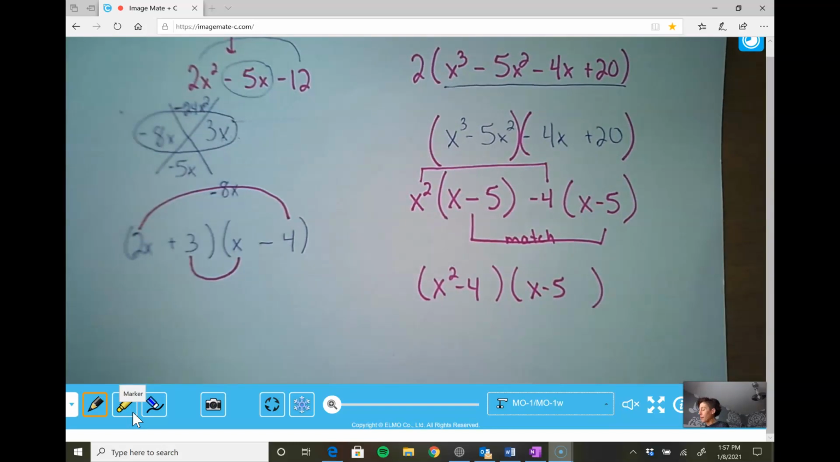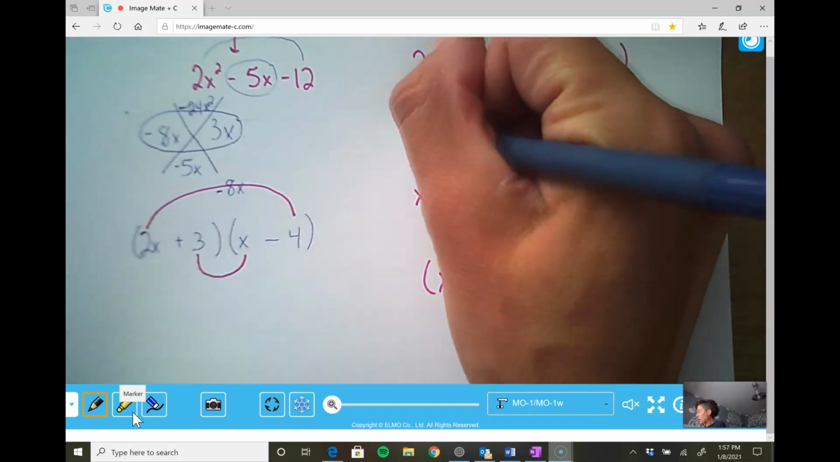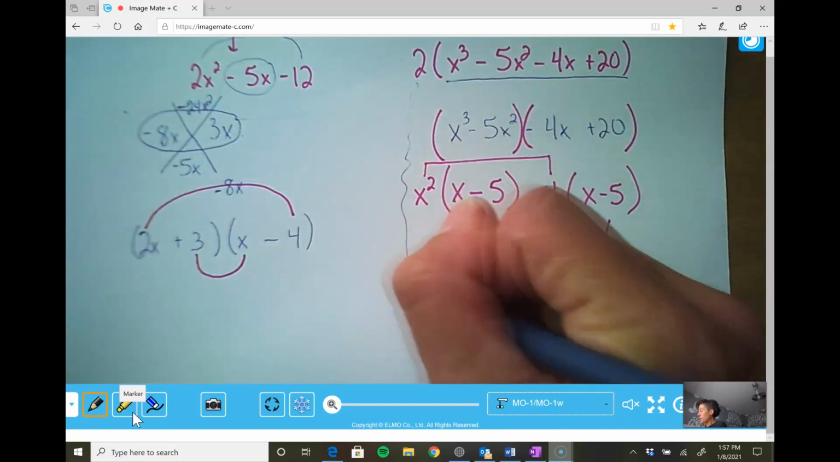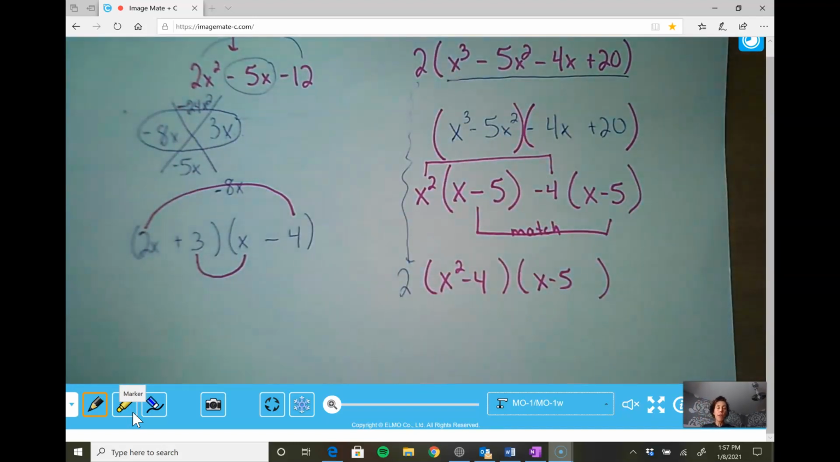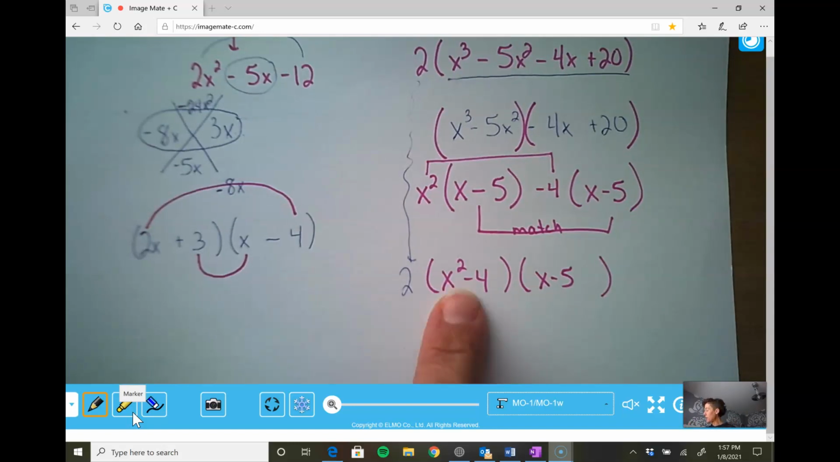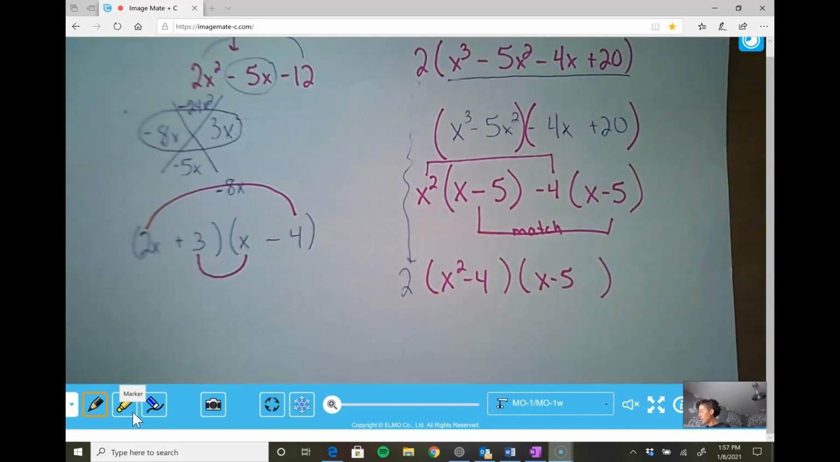So a couple things. First, my factors are not all the way listed. I would want to remember that there's still a 2. And every time you think you're done factoring, the one you always need to watch out for is difference of squares. So we think we might be done, but as it turns out, this is a difference of squares.